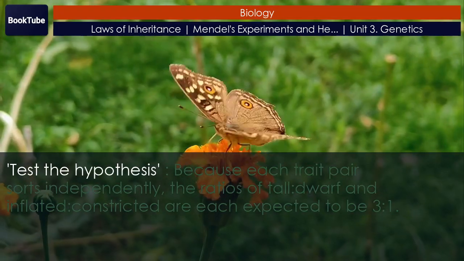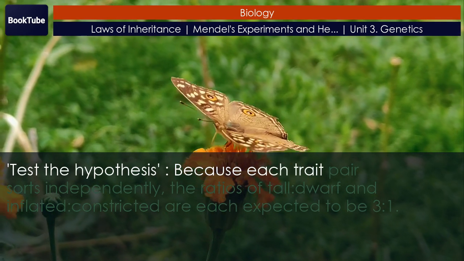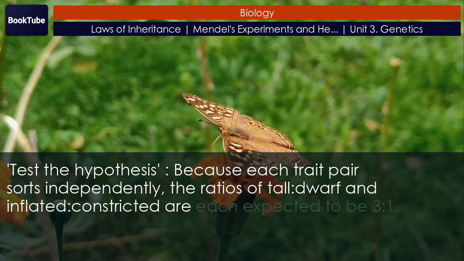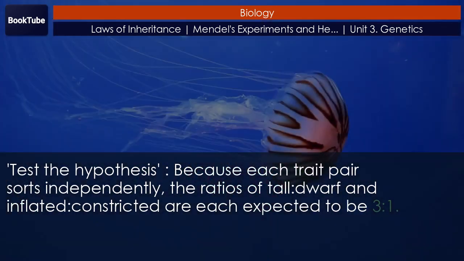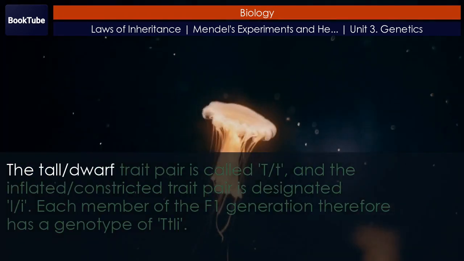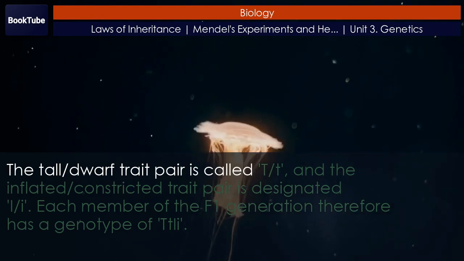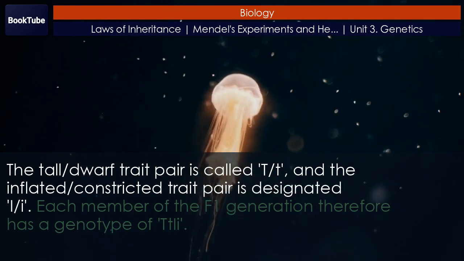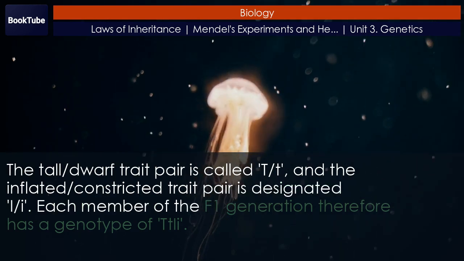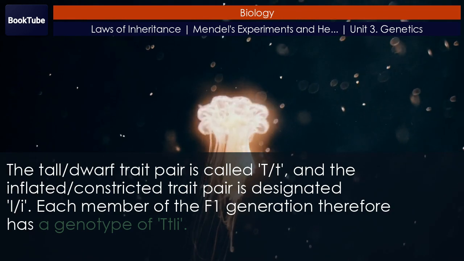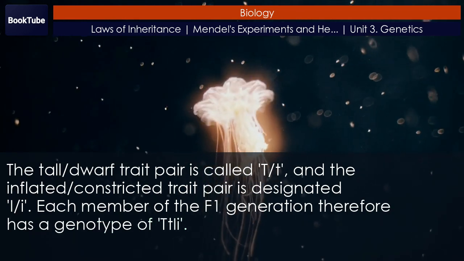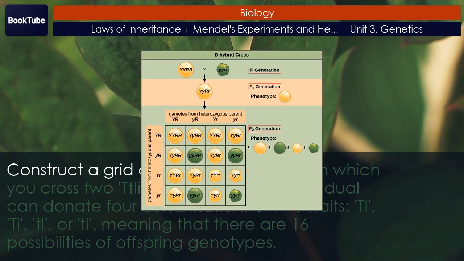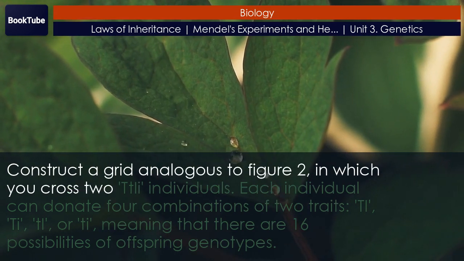Test the hypothesis. Because each trait pair sorts independently, the ratios of tall, dwarf and inflated, constricted are each expected to be 3:1. The tall, dwarf trait pair is called T, and the inflated, constricted trait pair is designated I. Each member of the F1 generation therefore has a genotype of TtIi. Construct a grid analogous to Figure 2, in which you cross two TtIi individuals.